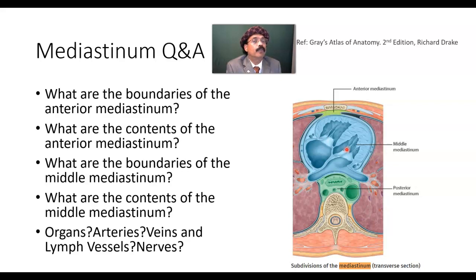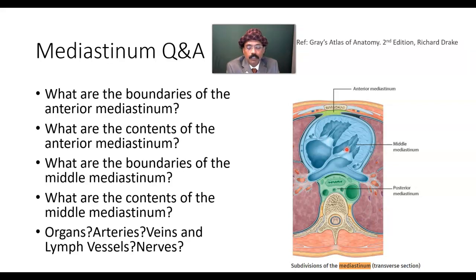Superior vena cava is also present in the superior mediastinum. Okay, and we got the content: heart, ascending aorta, pulmonary trunk and its branches, and the pericardiacophrenic arteries. What are the pericardiacophrenic arteries? The pericardiacophrenic arteries are branches of the internal thoracic artery. The pericardiacophrenic arteries are accompanied by the pericardiacophrenic vein, okay, and the phrenic nerve.